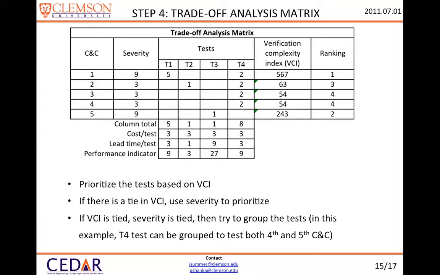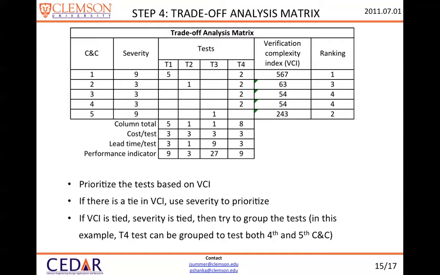Now, looking into tests T1 and T4, which one should I focus on first? In order to do this, multiply the number of tests of that row and the performance indicator, and then prioritize based on the resulting number. In this case, multiplying T1's number of tests with the performance indicator gives me a number of 45, that is 5 times 9.